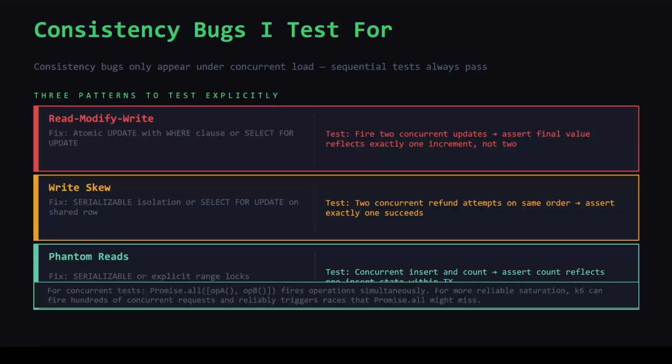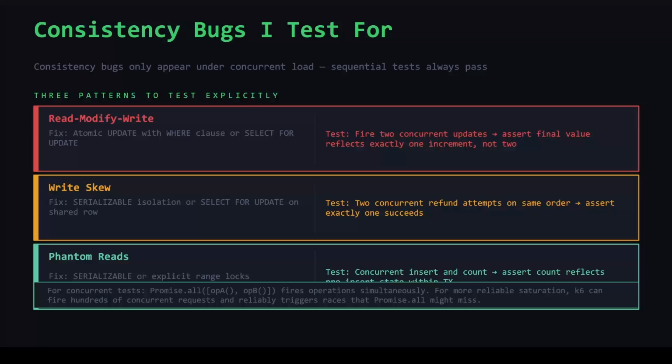And for write skew, 2 transactions read a shared condition and write to a different row. The combined result violates an invariant. The fix for this is serializable or select for update on a shared row. You test this by having 2 concurrent refund attempts on the same order. Assert exactly one succeeds.